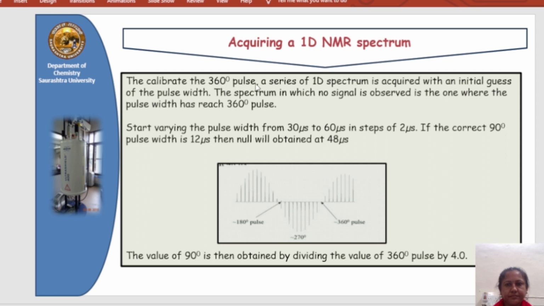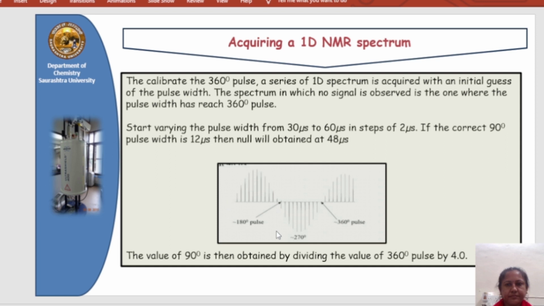So the calibration of the 360-degree pulse: a series of 1D spectra is acquired with an initial guess of the pulse width. The spectrum in which no signal is observed is the one where the pulse width has reached 360. Start varying the pulse width from 30 microseconds to 60 microseconds in steps of 2 microseconds. If the correct 90-degree pulse is 12 microseconds, then the null will be obtained at 48 microseconds. So the value of the 90-degree pulse is obtained by dividing the value of the 360 pulse by 4.